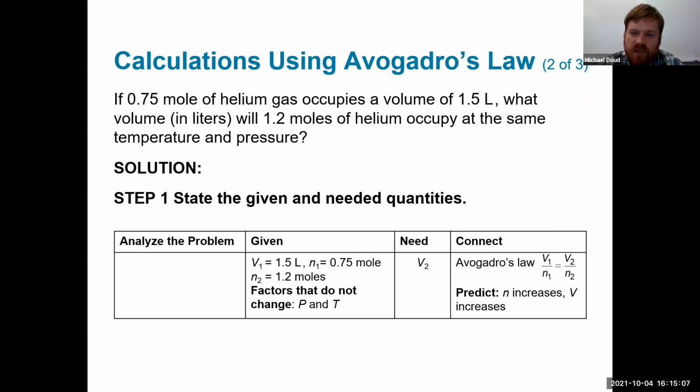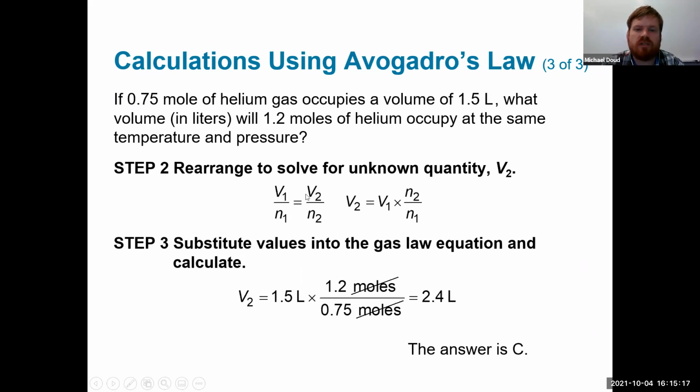Well, this is clearly an application of Avogadro's law. We have V1 here, N1 here, and then N2 here. So we must be looking for V2. So we set up our solution for V2, solve for V2. It should be equal to V1 times N2 divided by N1. Plug in the numbers that we have from our equation here. It's 1.5 liters times 1.2 moles divided by 0.75 moles.